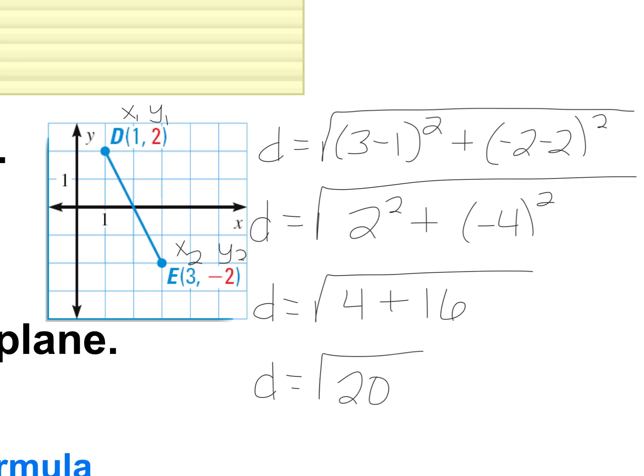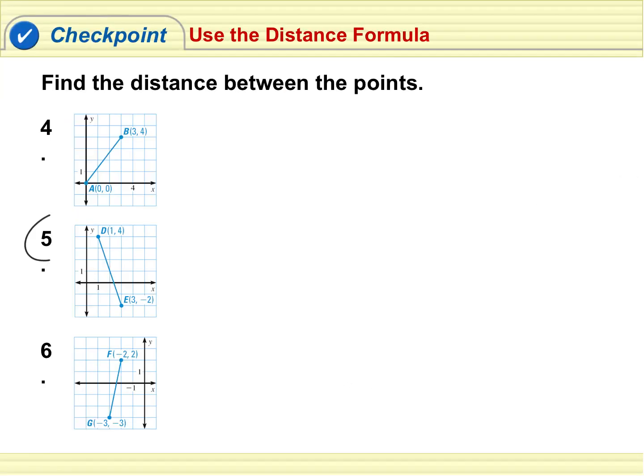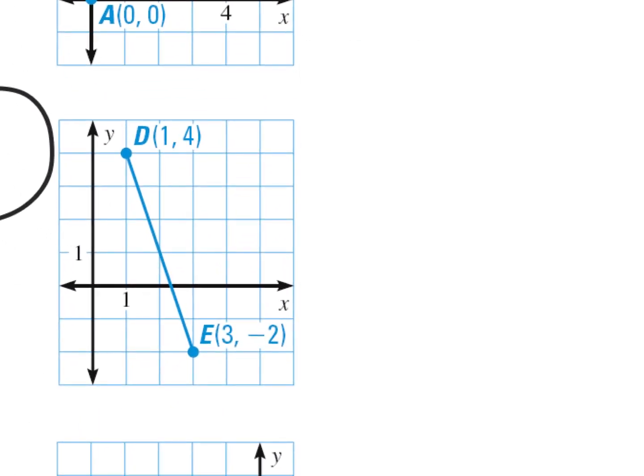Okay. Go ahead and try number 5. Start by labeling x1, y1, x2, y2, and then plug it into the distance formula. And then we'll do it together. Just do number 5. So let's start by labeling. I'm going to put D as x1, y1. I'm going to put E as x2, y2. Now go from there. Plug them into the formula.